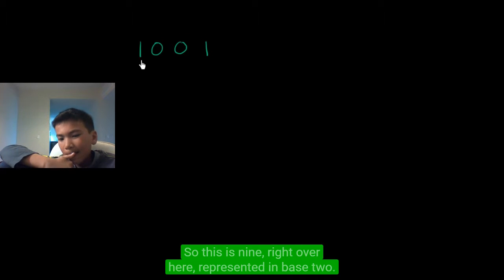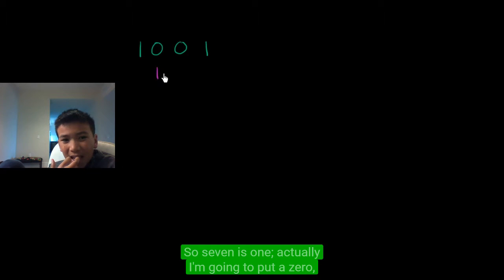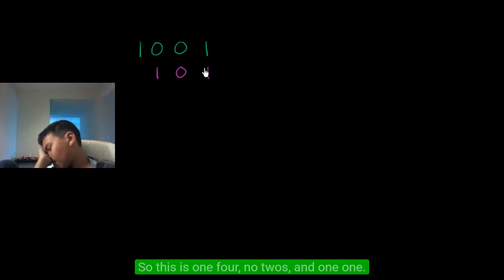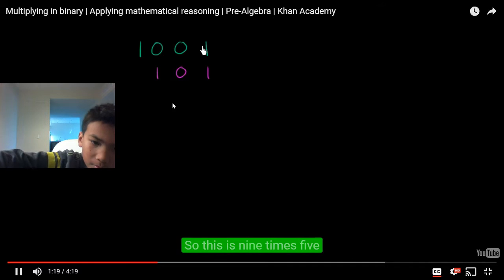So let's say we take 9. 9 is going to be one 8, no 4s, no 2s, and one 1. So this is 9 represented in base 2. And let's say we were to multiply that times 7. If we know our multiplication tables, we should get 63. 7 would be 1, 1, 1, but that's a little boring. So let's instead do 9 times 5, which we know should be 45. So this is one 4, no 2s, and one 1. So 4 plus 1 is 5. Times 5, and we're doing it in base 2.